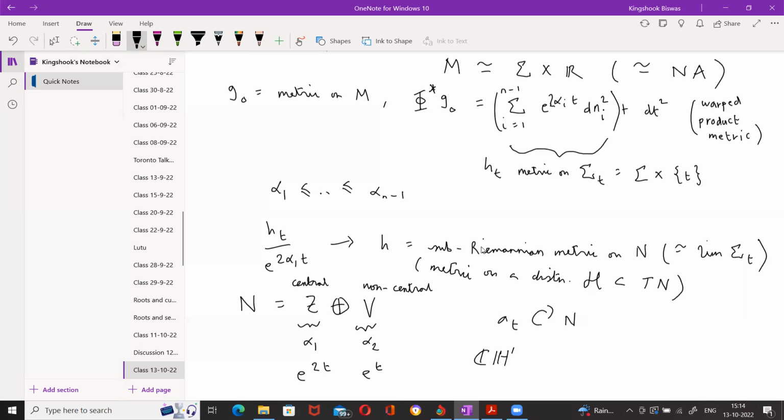For CHN, the N is the Heisenberg group, which is C^(n-1) semi-direct R. This R is the central part, and this C^(n-1) is the non-central part. So you get a sub-Riemannian metric on this C^(n-1). The sub-Riemannian metric is defined here, on the non-central part.